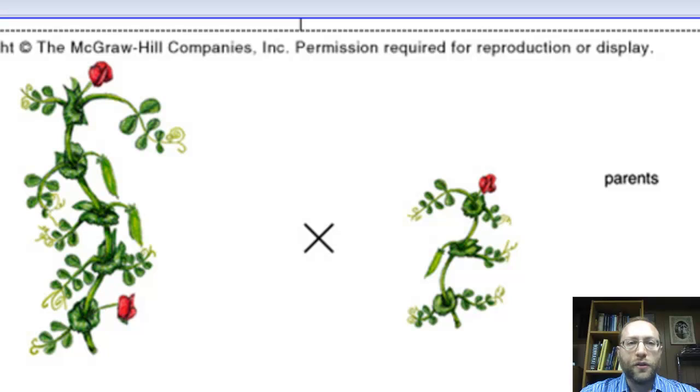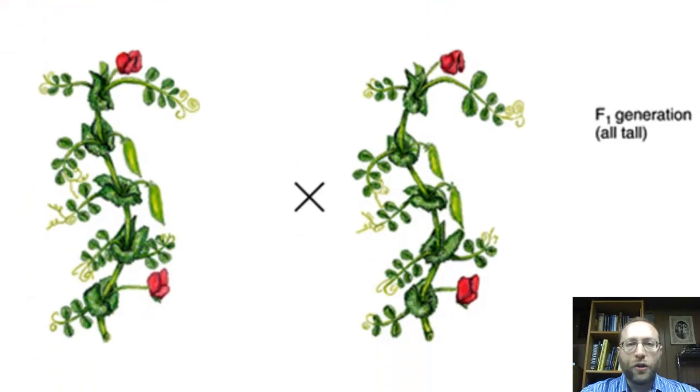So he took a plant that was completely pure for tall, another plant that was completely pure for short. In other words, the tall one came from a line where you only had tall plants. The short one came from a line with only short plants. So both of them are homozygous. Mated them together, and normally you would expect them to be somewhere in between. But what happened is he ended up with all tall plants. So how did he end up with that? Well, we'll see in just a little bit.